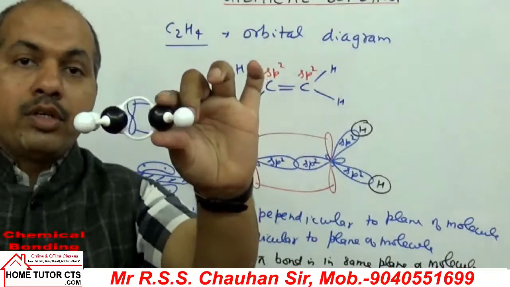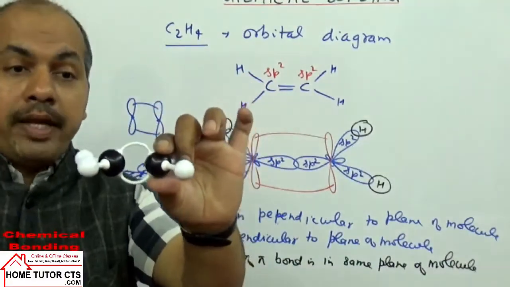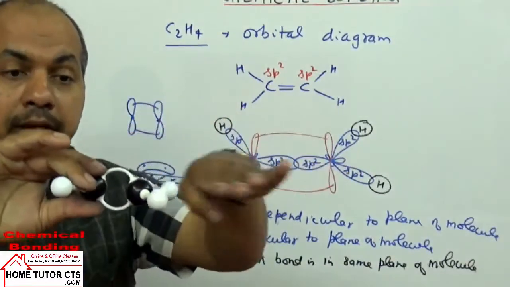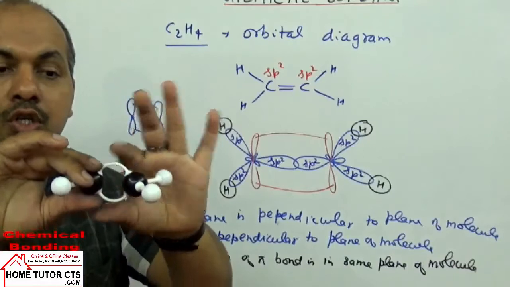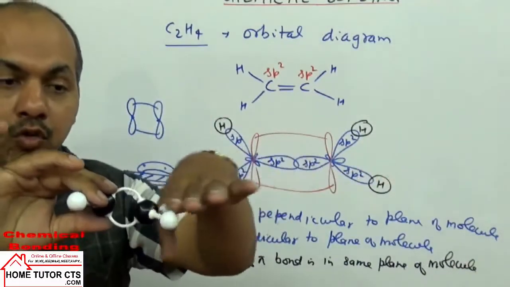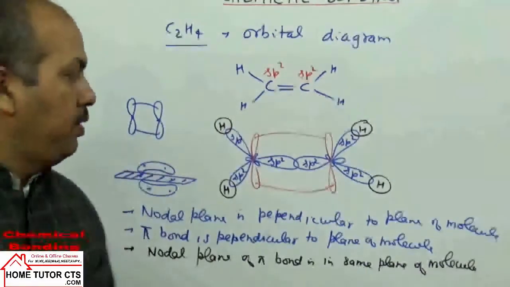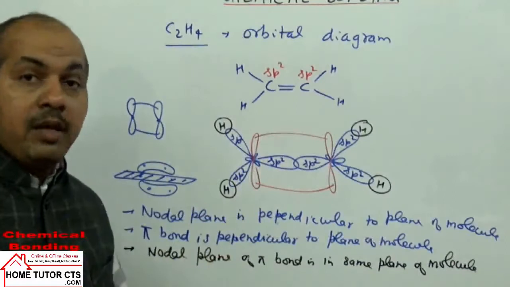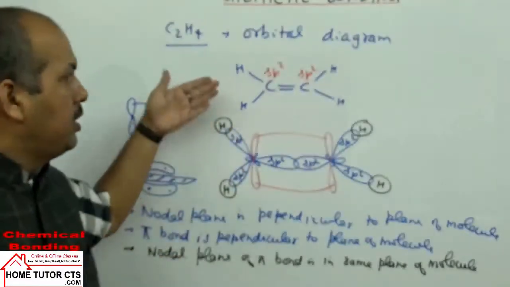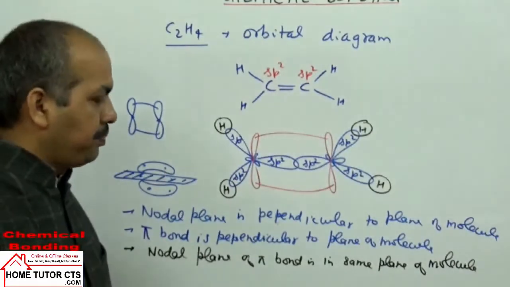So when the pi bond is perpendicular to the molecule, and where we have the nodal plane for the pi bond, the nodal plane will be perpendicular to the pi bond. So the nodal plane of the pi bond will come in the same plane as that of the molecule. That is what happens in the given case of the ethene molecule. This point is important, and in similar questions you can see this point further.